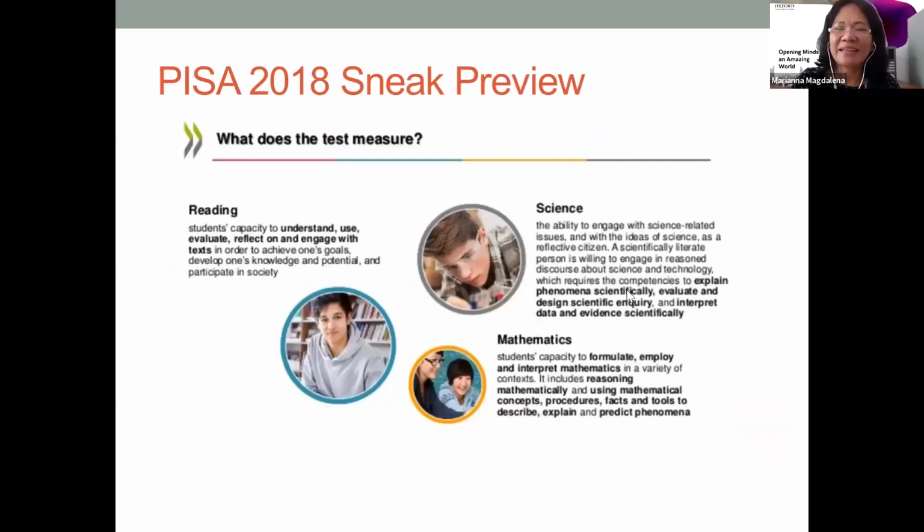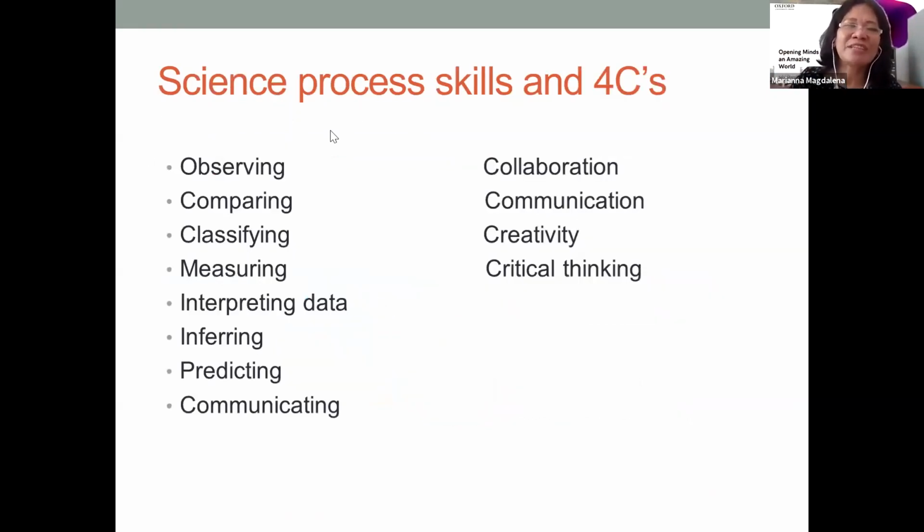Okay, and then I highlight here, once again, what does the PISA science test measure? Explain phenomena scientifically, evaluate and design scientific inquiry, and interpret data and evidence scientifically. These are the things that the test measures. Then these are the science process skills that they are familiar with. These things should be in our science lesson, even though we are doing distance learning now. But still we have to give more attention to these things, because that's the heart of learning science.